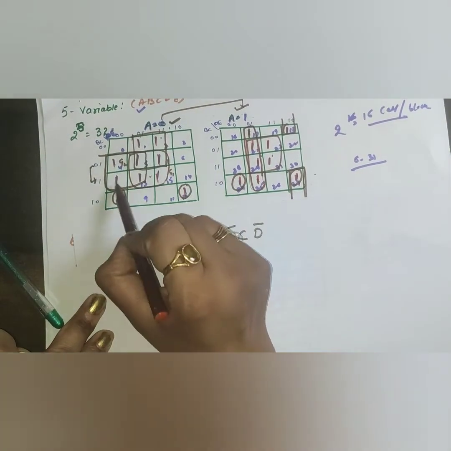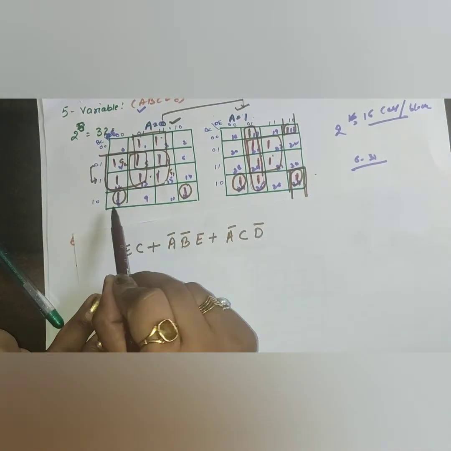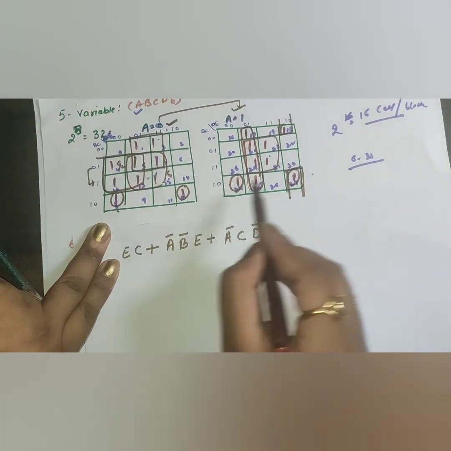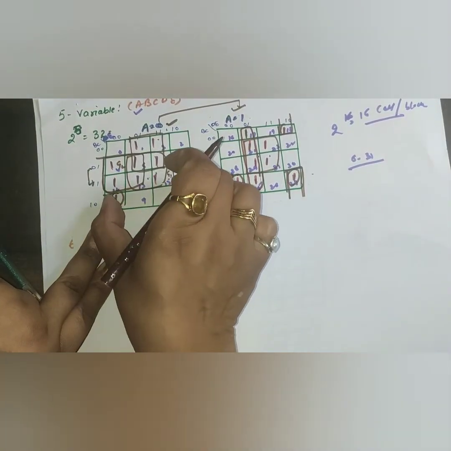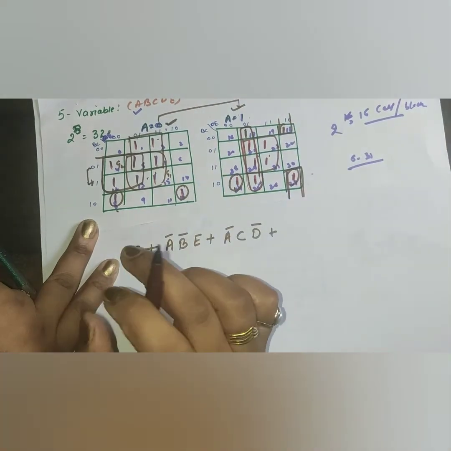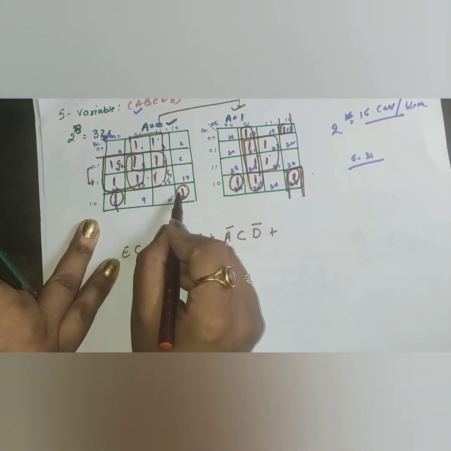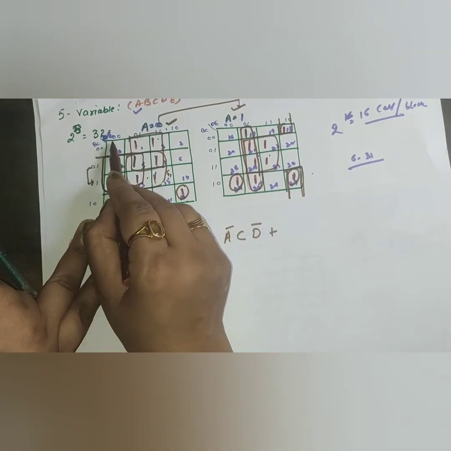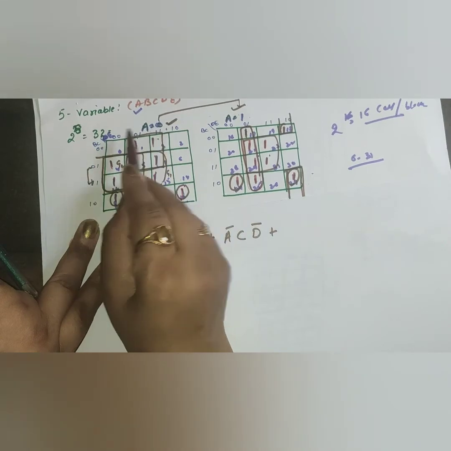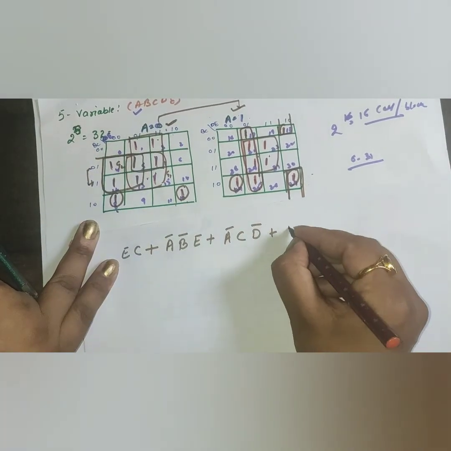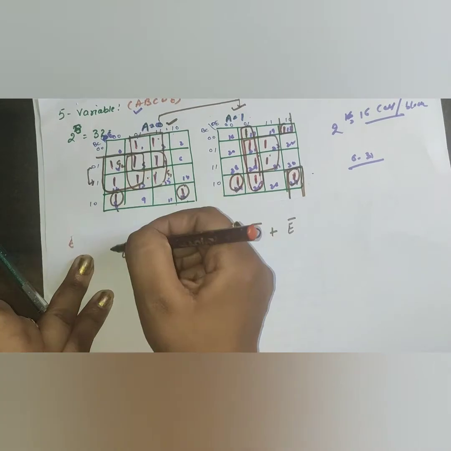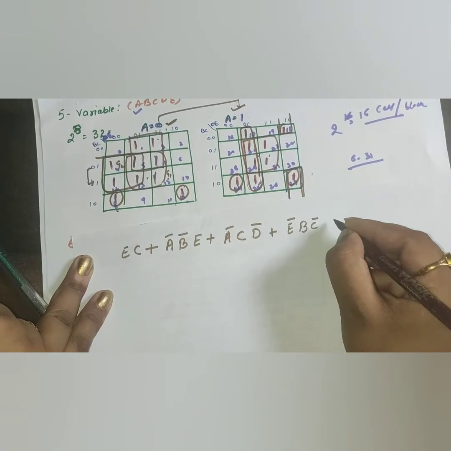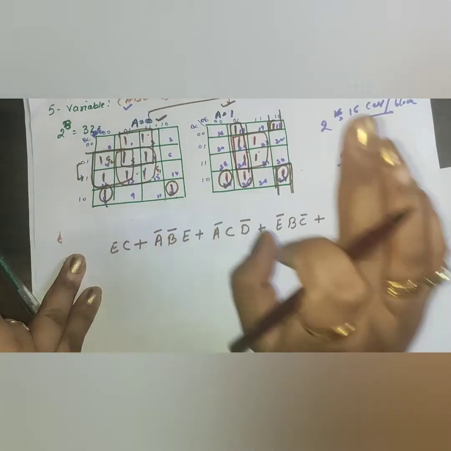Now I think all the groups are complete. From this block, this group is there. From this to this, A will be eliminated because we are jumping from one block to another block. Now from here to here you can check, D is eliminated because it is going 0 to 1, and E bar is there. There is no vertical sign, so we will write B C bar. Plus, I think all the blocks are covered.